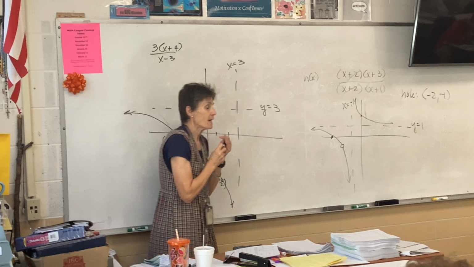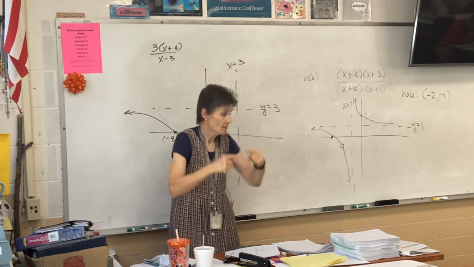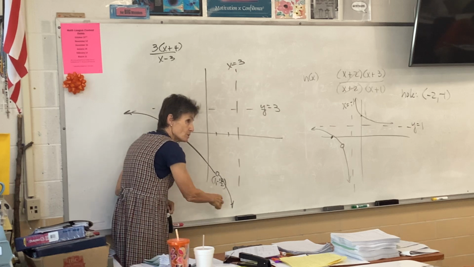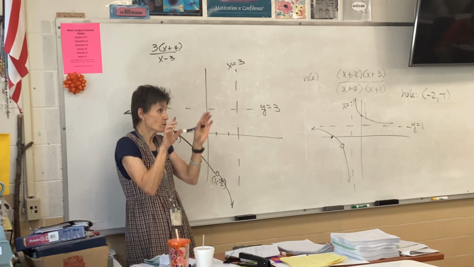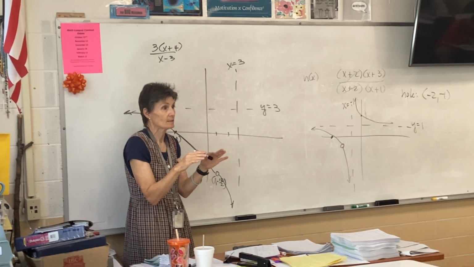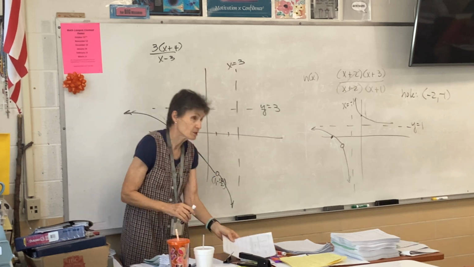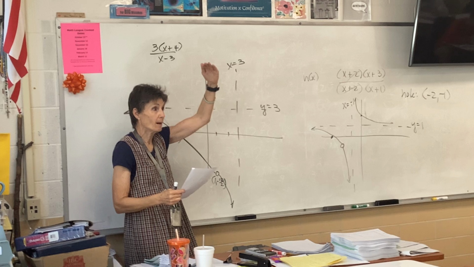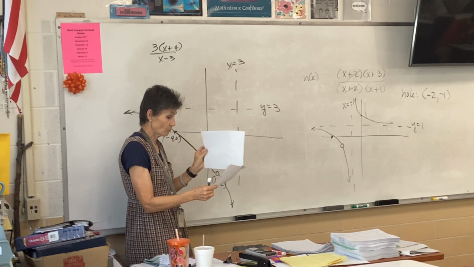Now, why is the hole not at 4? Because to be a hole, your curve has to go through it. So it looks like this, in other words. The curve is on both sides of the hole. So you can have other kinds of discontinuities. What's happening at 4 is called a jump discontinuity because you jump up. The only hole is at -2.